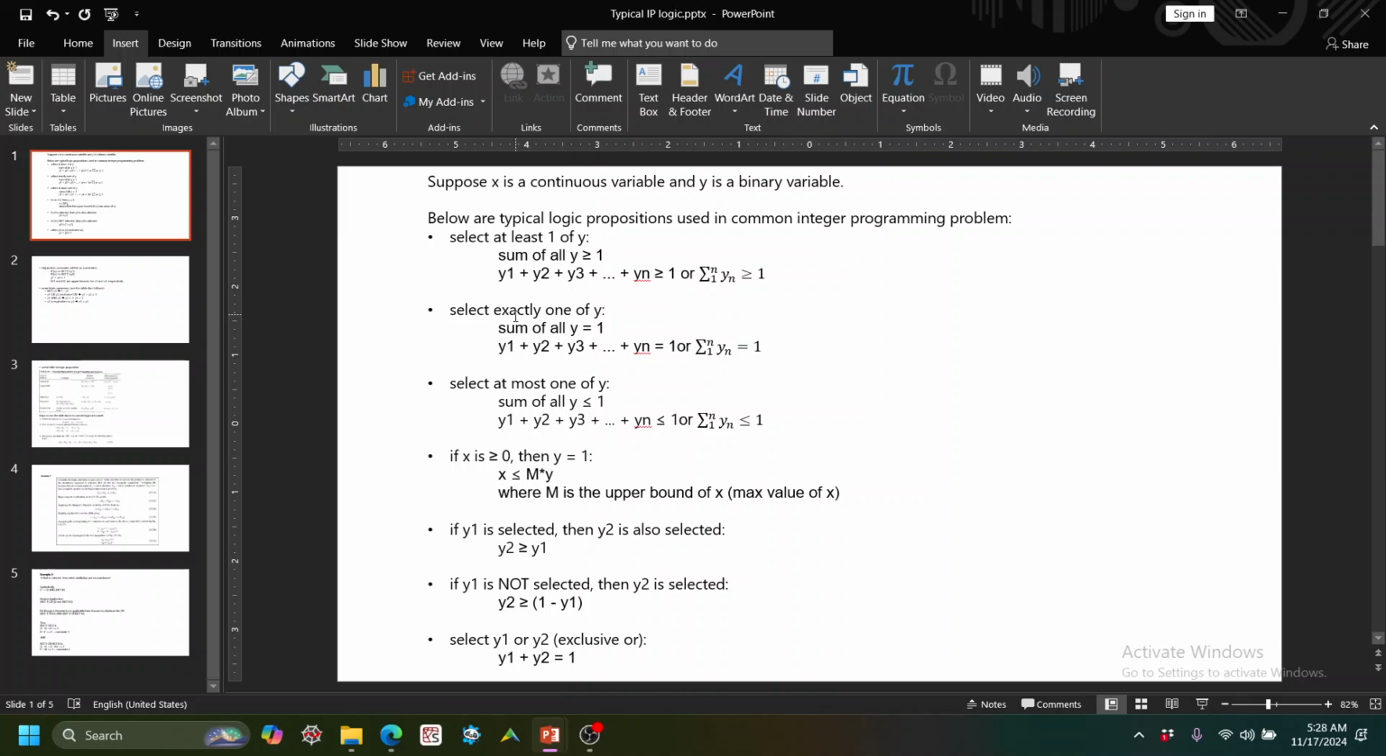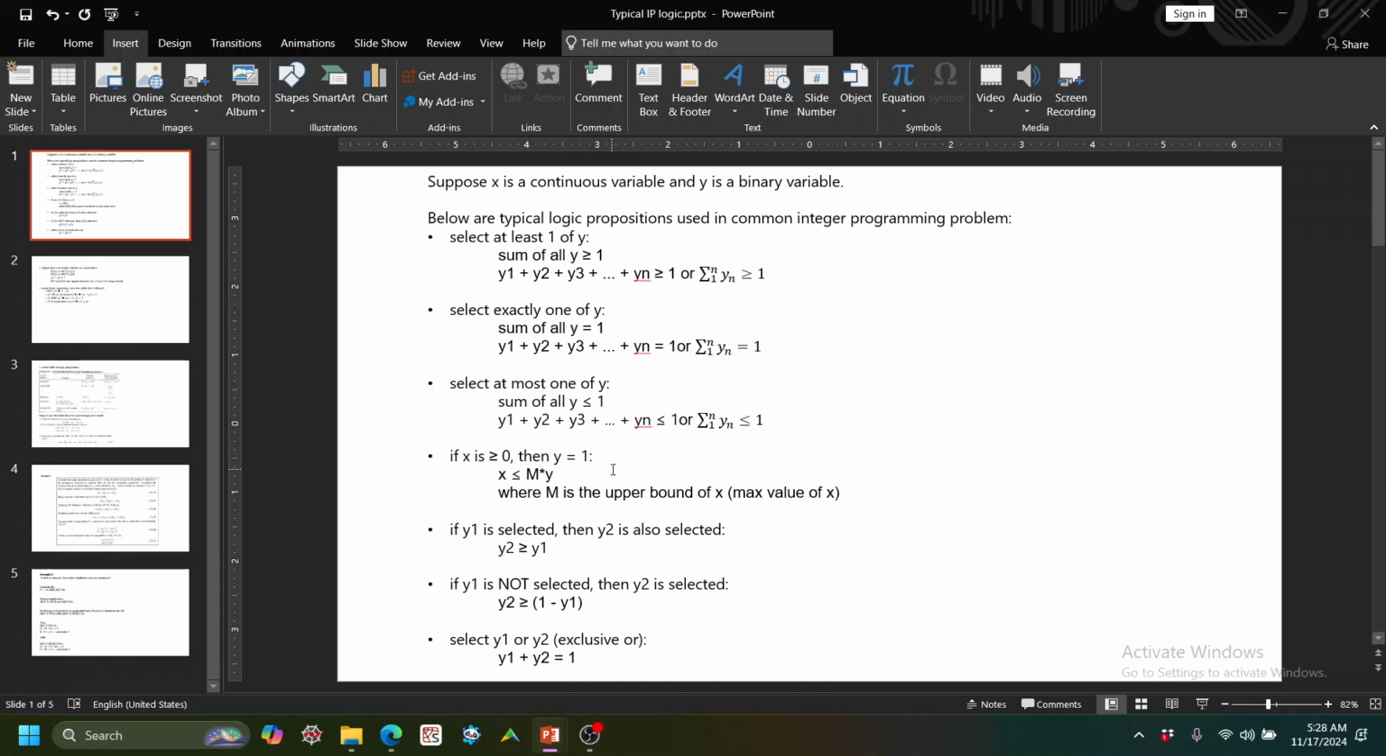The second one is that select exactly one of y. That means the sum of all y has to be equal to 1. Exactly 1. So all of these we sum and then it equals 1. And then another version is that select at most one of y, so the sum of all the y's is less than or equal to 1. So these three are basically closely related.